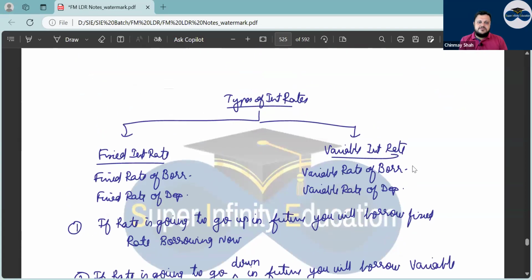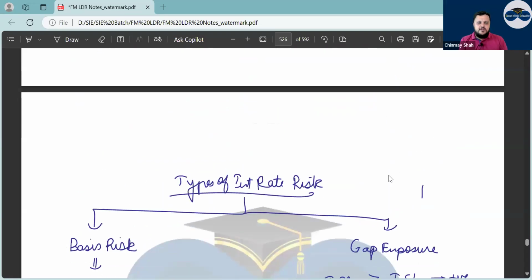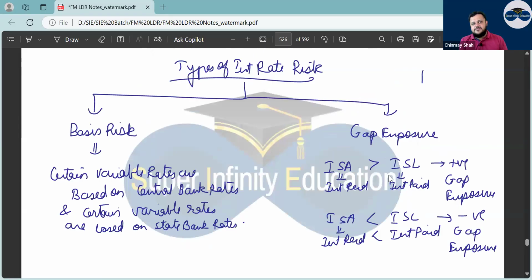Then you have types of interest rate: fixed interest rate and variable interest rate, right? Fixed rate of borrowing or fixed rate of depositing. If you feel the rate is going to go up, what should you do? Borrow fixed or borrow variable? If you think the rate is going to go up, tell me. Fixed rate. If the rate is going to go down in the future, you will borrow at a variable rate now. Then types of interest rate risk, you have what? Basis risk and gap exposure.